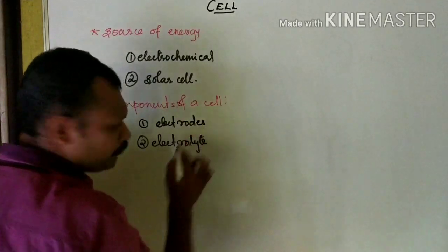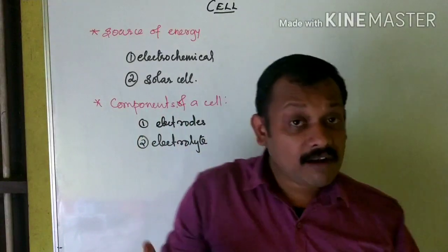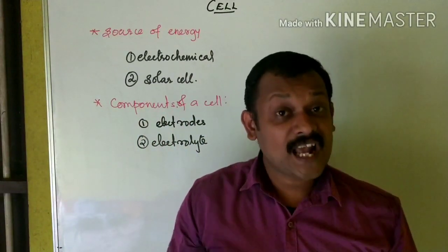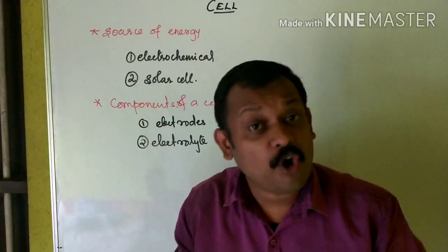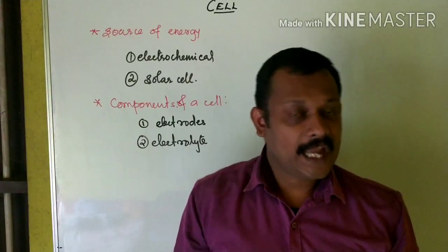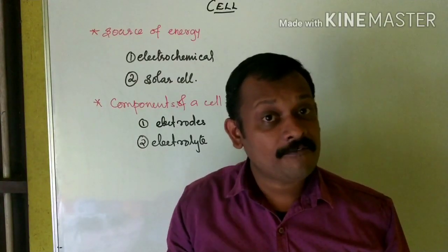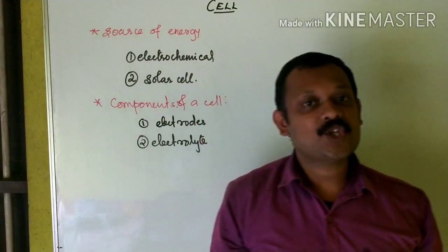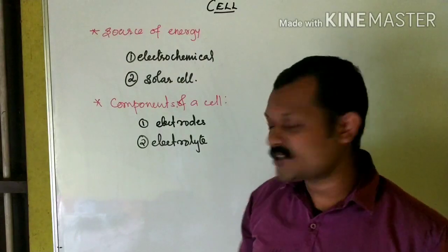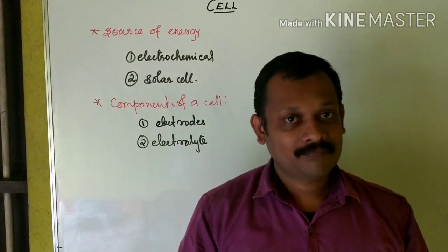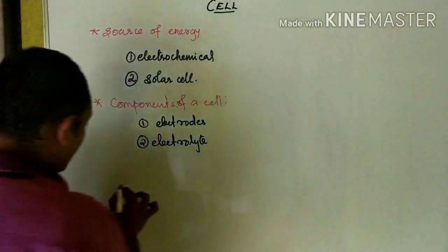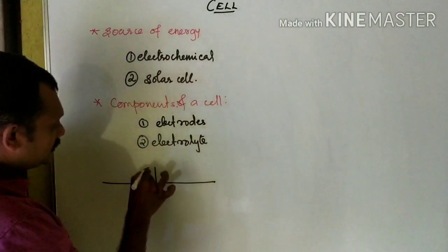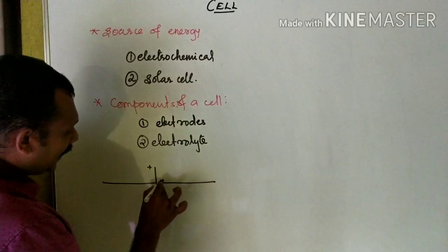Electrolyte. It's a medium which transfers charges, which allows a current through by means of the flow of ions. A medium which allows current by means of the flow of ions is what is called an electrolyte. And the symbol of a cell is something like this. This is the symbol of a cell. This is the positive electrode. This is the negative electrode.